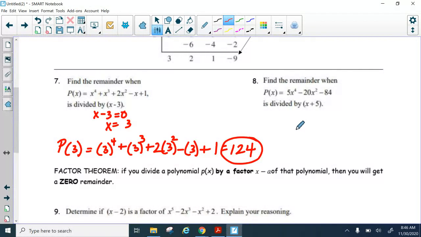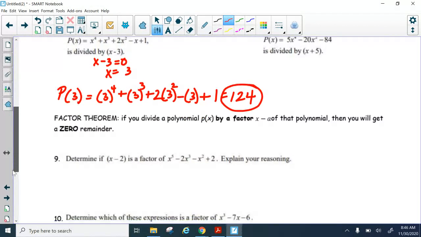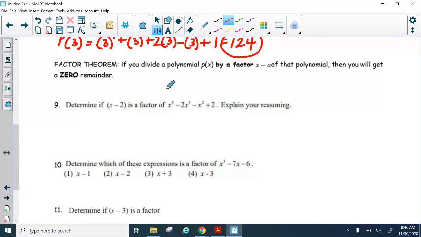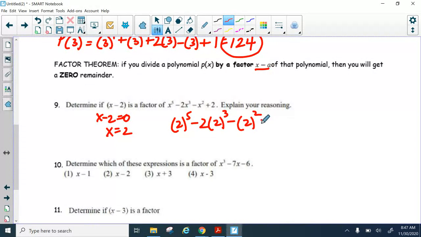Okay. Let me do one more question down below here, and then I'm going to have you finish these on your own and start the homework. Okay, so in order for whatever you're dividing by to be considered a factor, then you would get a remainder of 0. So for number 9 here, I would be plugging in 2, right? Because I would take x minus 2 equals 0. I would plug in 2. And whatever comes out is your remainder.